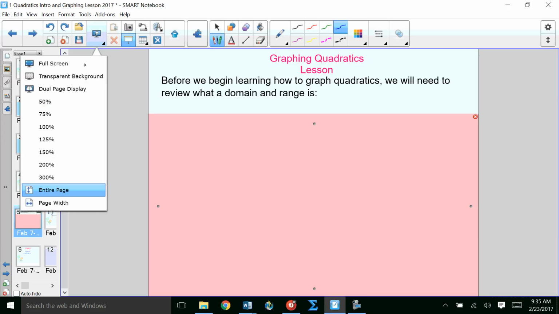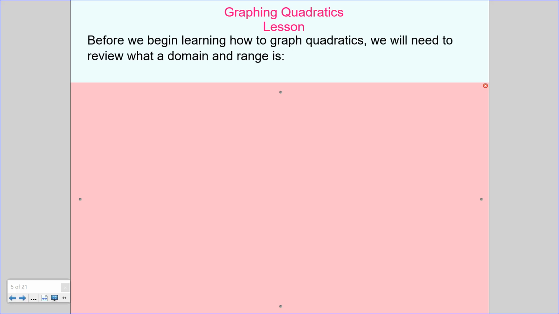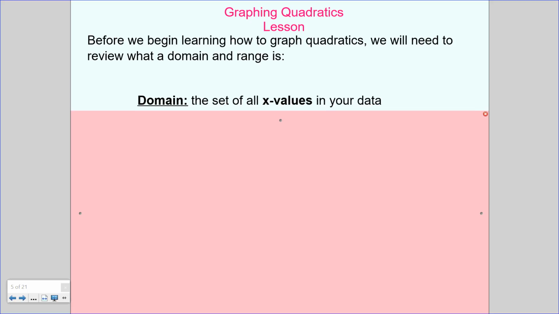In this lesson, we're going to look at graphing quadratics, so quadratic equations, which are equations that have a highest exponent of 2 on the variable. But before we get into our graphing quadratics lesson, it's important that we review domain and range.